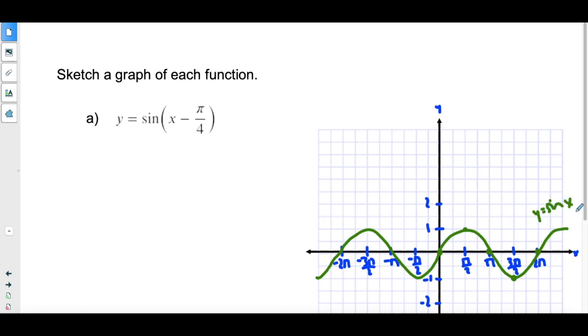Now, I want to graph y is equal to sine of x minus pi over 4. Let's identify what transformations I need to apply to my graph to get my new graph. Sine of x minus pi over 4. I'm subtracting pi over 4 from x, and since I'm subtracting inside the brackets, that tells me I need to go to the right by pi over 4.